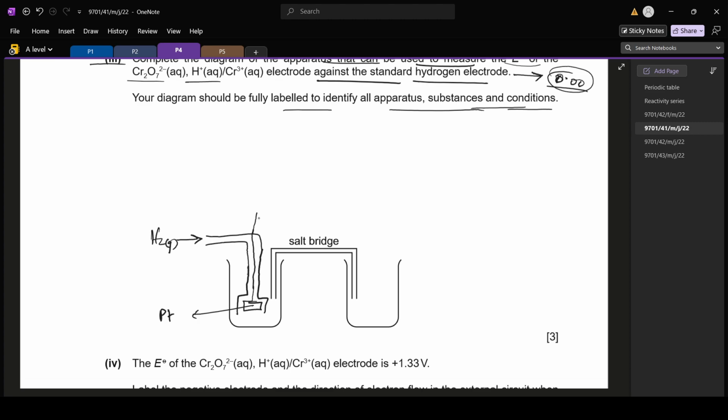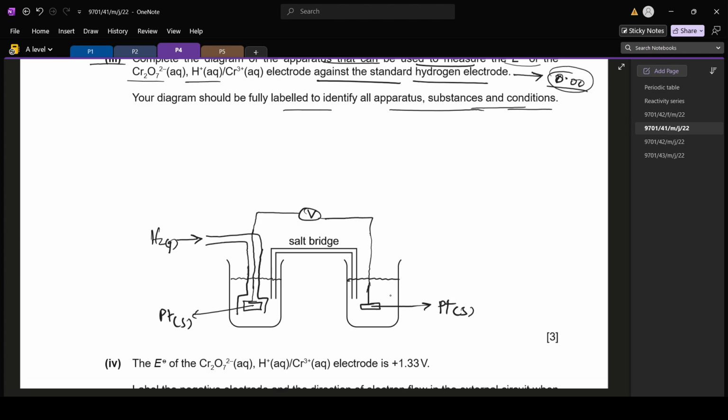The second electrode is also not in solid form, it is in aqueous form, so we will use a platinum plate. Why is platinum used? Because it is inert. This is platinum solid, and this combines to give a voltage. This is the solution, and the salt bridge is placed between the two solutions.